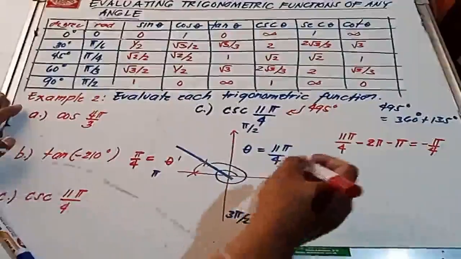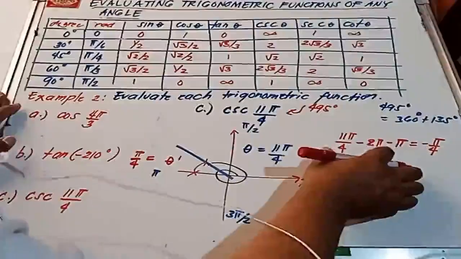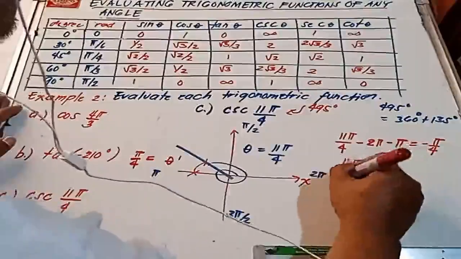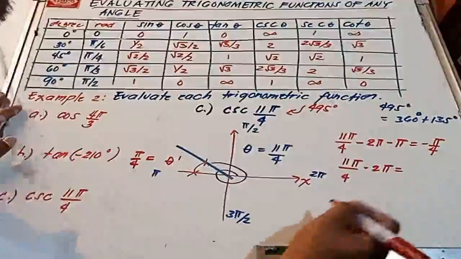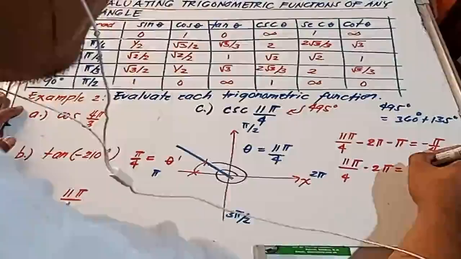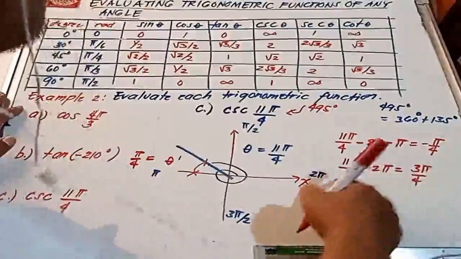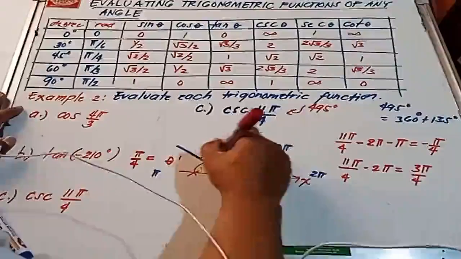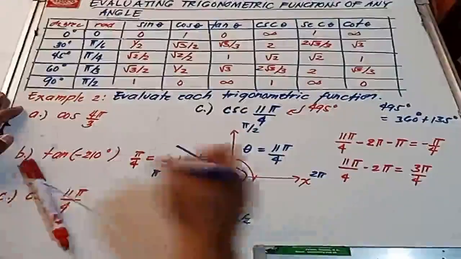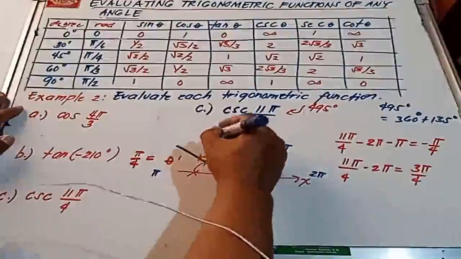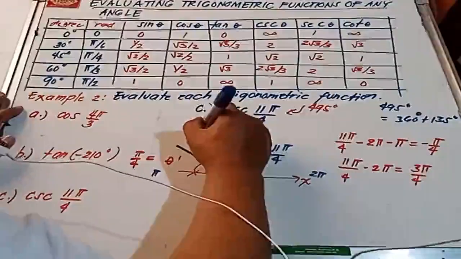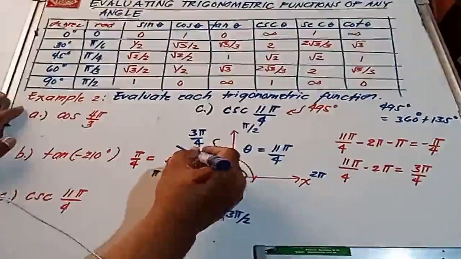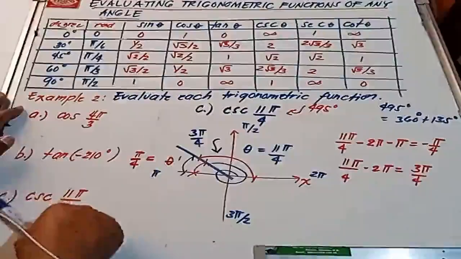Or para di kayo malito, you subtract first 11 pi over 4 by 2 pi. So 11 pi over 4 minus 2 pi is what? So 8, that is 3 pi over 4. 4 times 2 is 8. Negative 8 plus 11 is 3 pi over 4. Yung 3 pi over 4, ito yon. Okay? Yan si 3 pi over 4. Yan. Ang kailangan natin ay ito. Itong part na to. Yan yung reference angle natin.